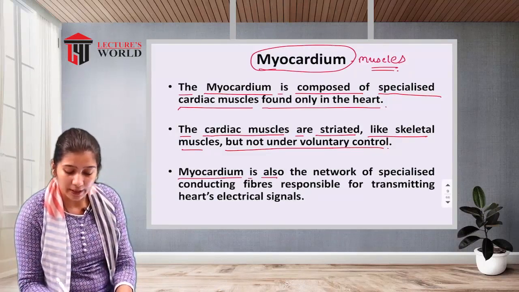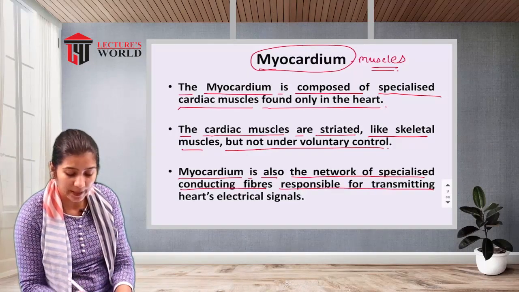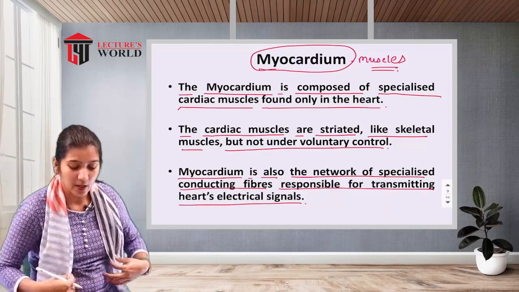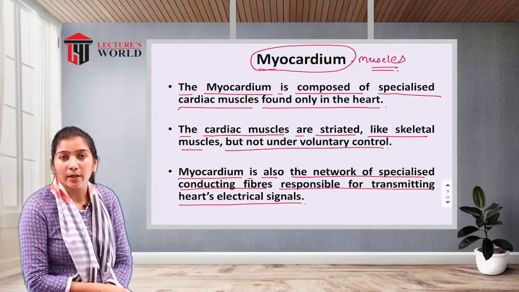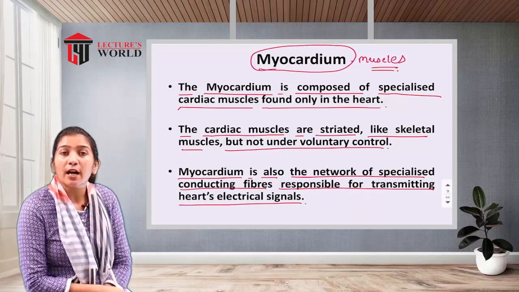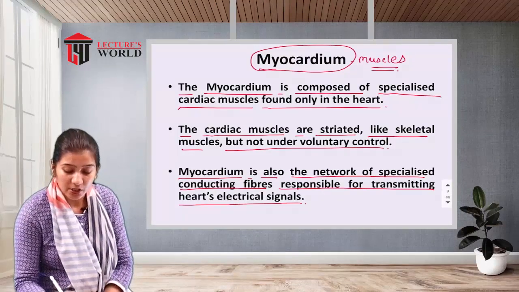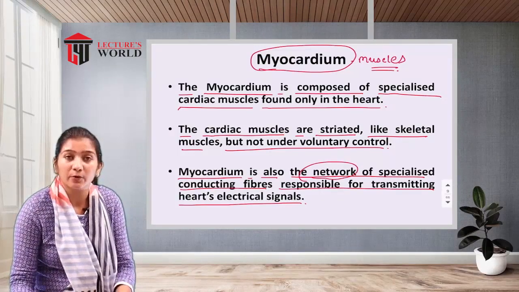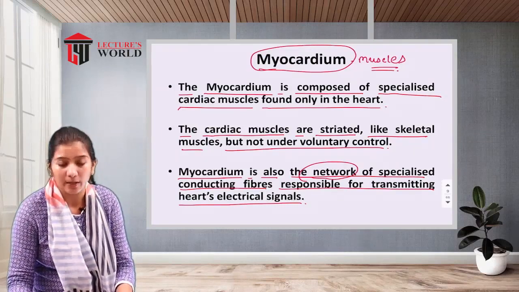Myocardium also contains a network of specialized conducting fibers responsible for transmitting the heart's electrical signals. There are two nodes present in the myocardium layer, the SA node and AV node. Both nodes are responsible for transferring electrical signals, or electrical impulses, in the heart. So there is a specialized network for transmitting electrical signals in the myocardium layer.